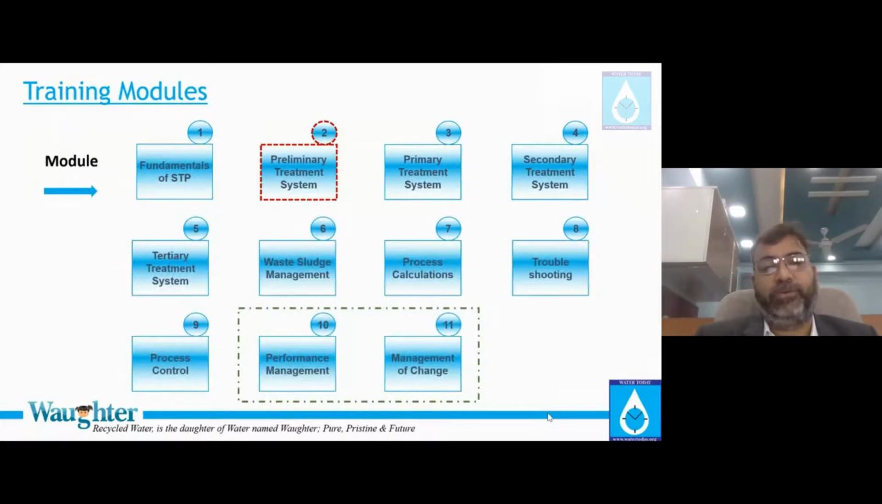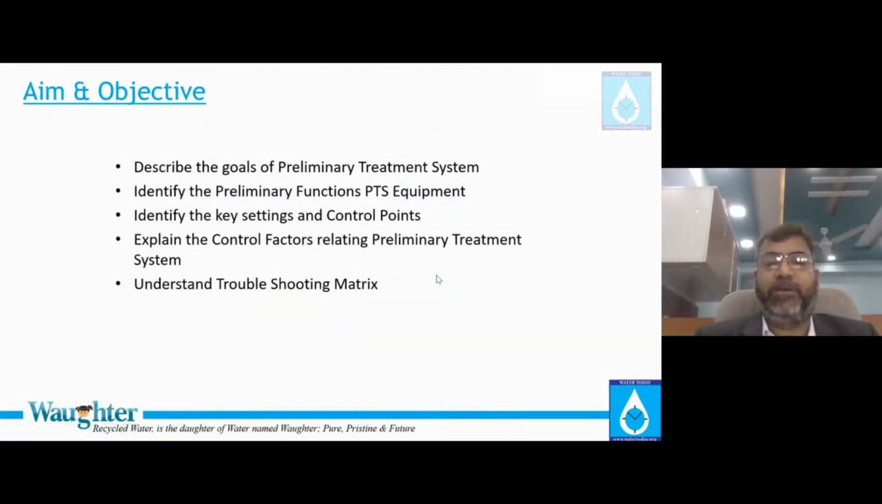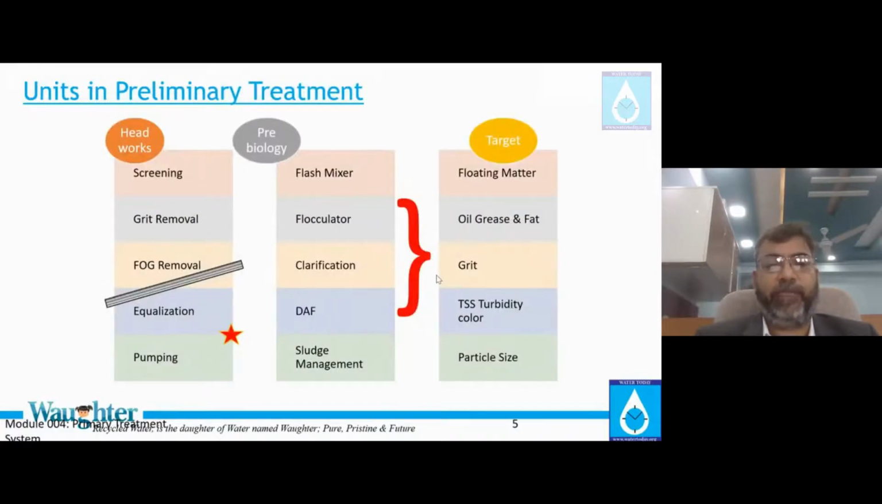So module 2, 1 is the fundamentals. We go into preliminary treatment. And this will be a quick rush, right? It will not be a very, very elaborate session because designing and all these things will come on a later date when we talk about a module called Process 7. So we describe the primary treatment objectives, what are the functions, key settings and control points. We explain the control factors relating to preliminary treatments and understand some kind of troubleshooting metrics for this particular objective.